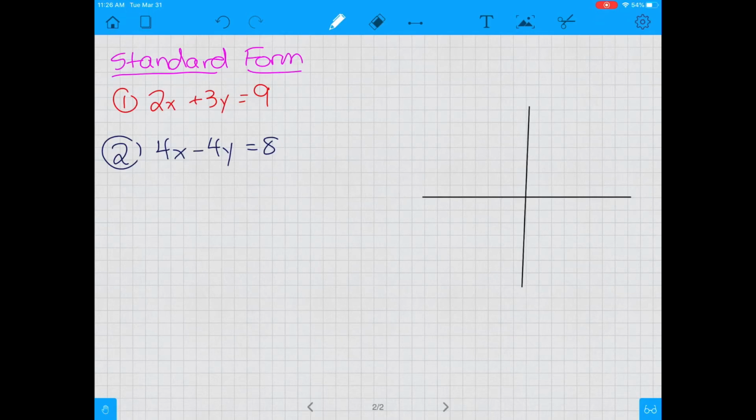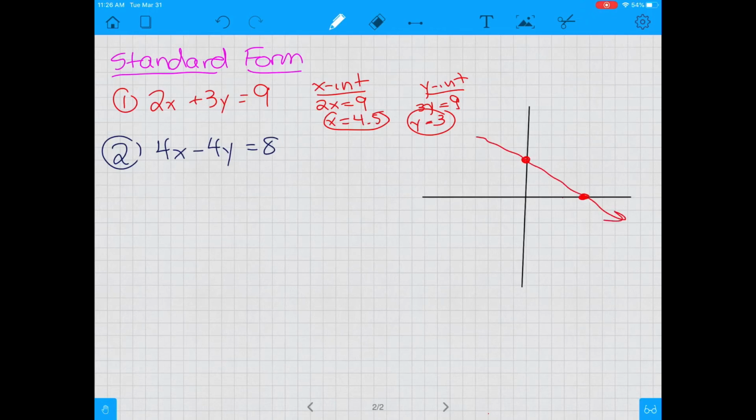When I look at my first line, for my x-intercept, remember, forget about the y. I have 2x equals 9, so x equals 4.5. I go over 1, 2, 3, 4.5. For my y-intercept, I have 3y equals 9, so I should get y equals 3. Then I'm just going to do my best to graph that line. Not perfect. You will have a ruler.